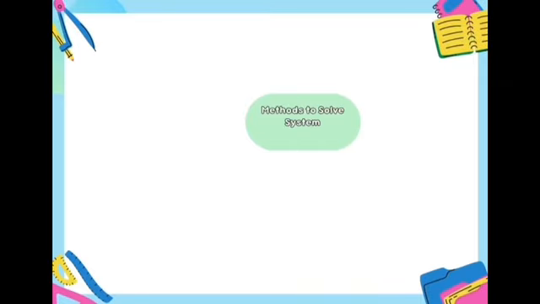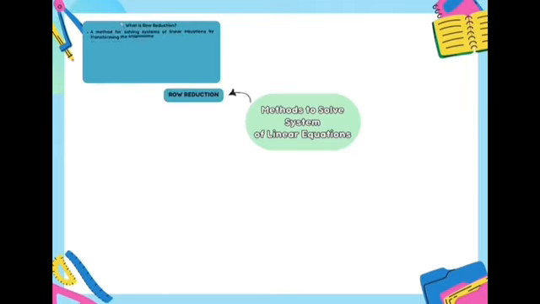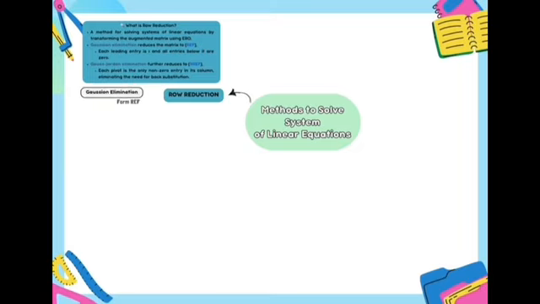There are three methods to solve a system of linear equations. The first one is row reduction. Row reduction is a method for solving a system of linear equations by transforming the augmented matrix using elementary row operations.